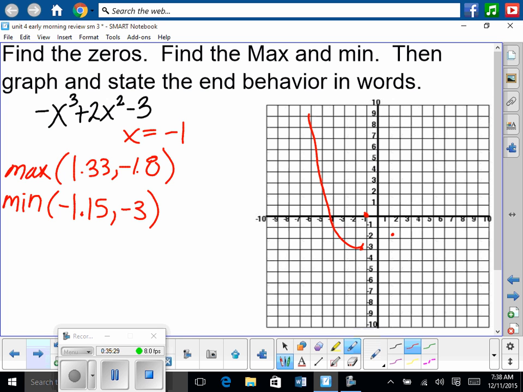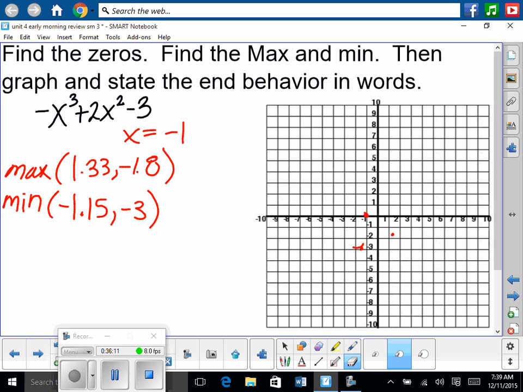Wait, what the heck? It shouldn't cross the x-axis anywhere other than negative 1. Let's see. I went over 1.3, down 1.8, that is good. Then this one I went negative 1.15. Let me redo that minimum, because that's not making sense here. What am I missing here?